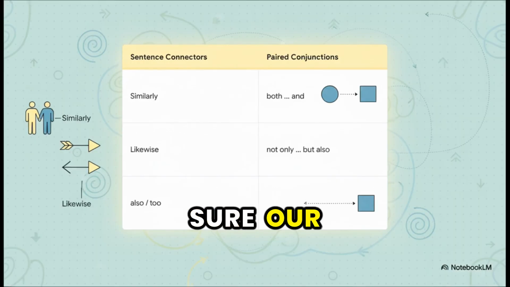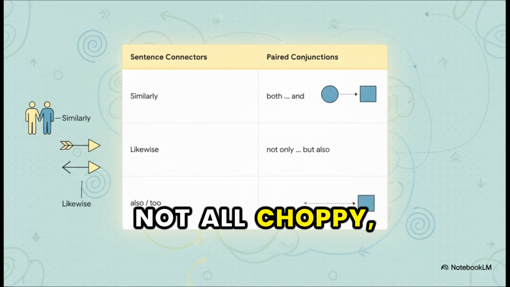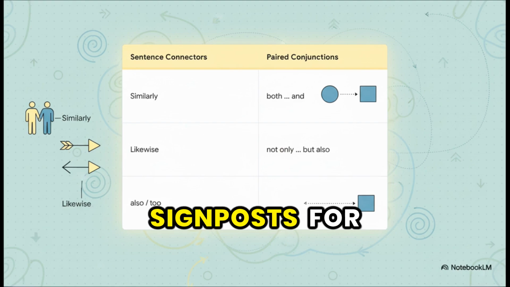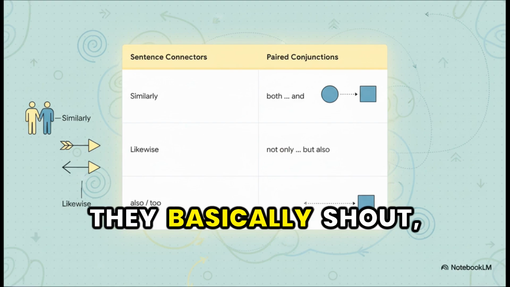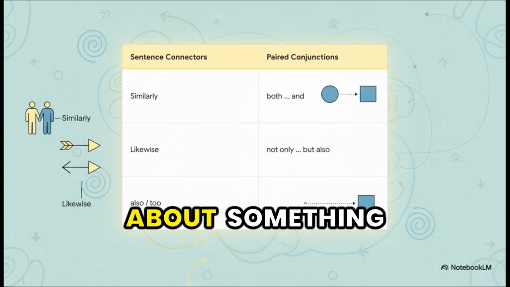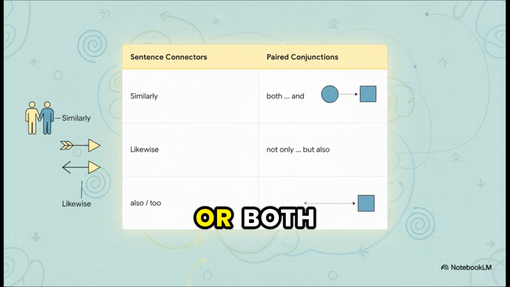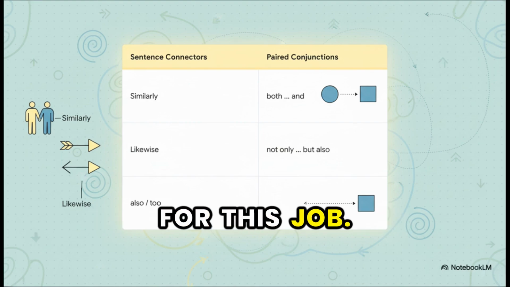Now, to make sure our writing sounds smooth and not all choppy, we're going to use some helpful little words. Think of them as signposts for your reader. They basically shout, hey, I'm talking about something that's the same here. Words like similarly, likewise, or both are your best friends for this job.